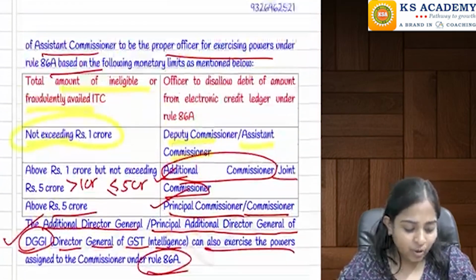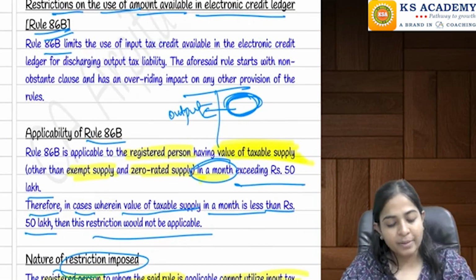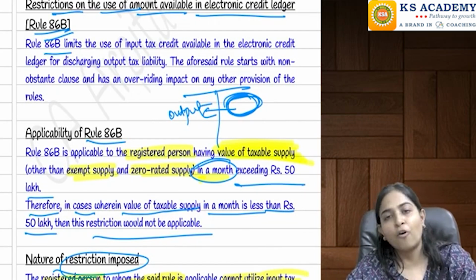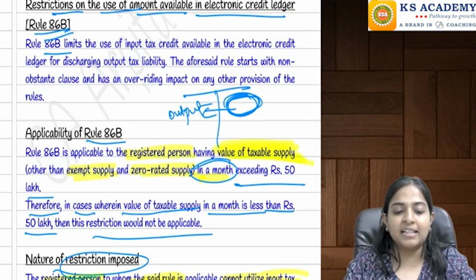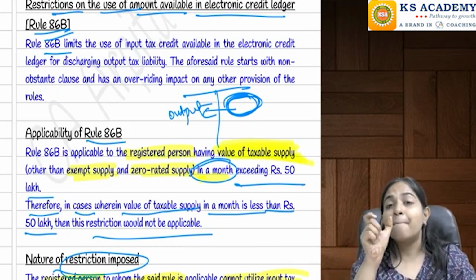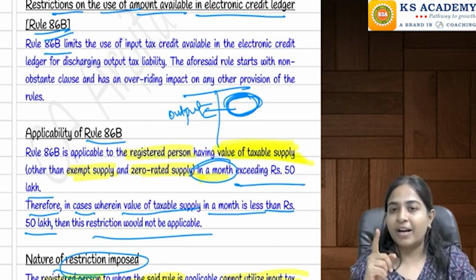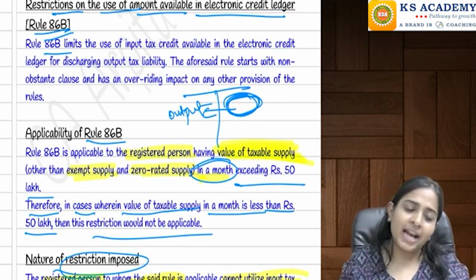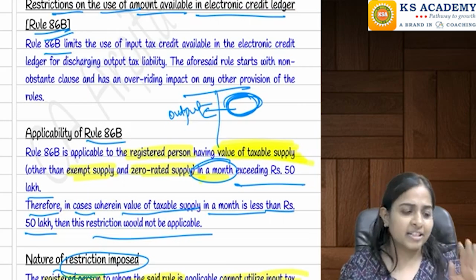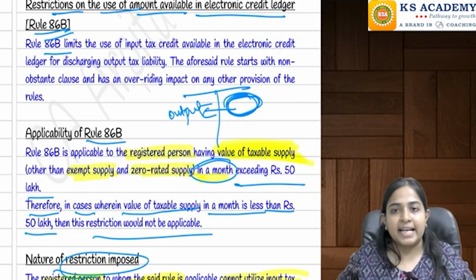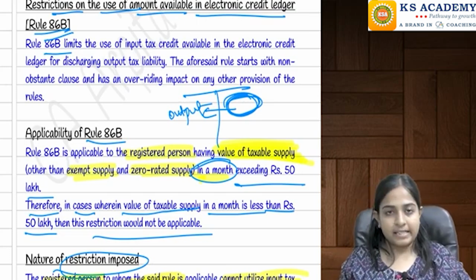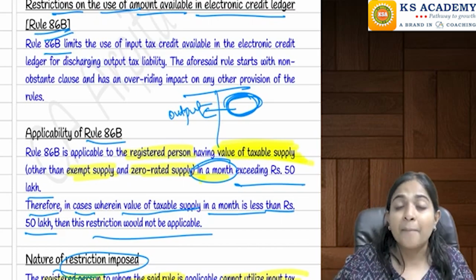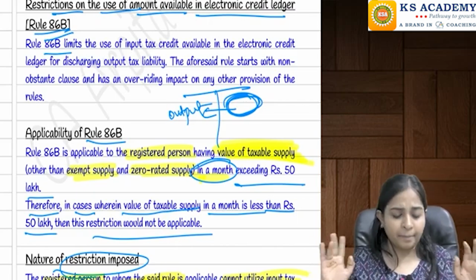Right? Then after that we went to rule number 86B. What did we study in rule 86B? We studied that if you are a big person, that is, if you are making taxable supplies in a month of more than rupees 50 lakhs, then the law says that at least 1% of your output GST liability should be paid by way of the electronic cash ledger, and for the balance you can use the electronic credit ledger. This is just for stopping the misutilization of credits, right? At least this much, provided your taxable supplies in a month exceed rupees 50 lakhs. That means you are a really big person.